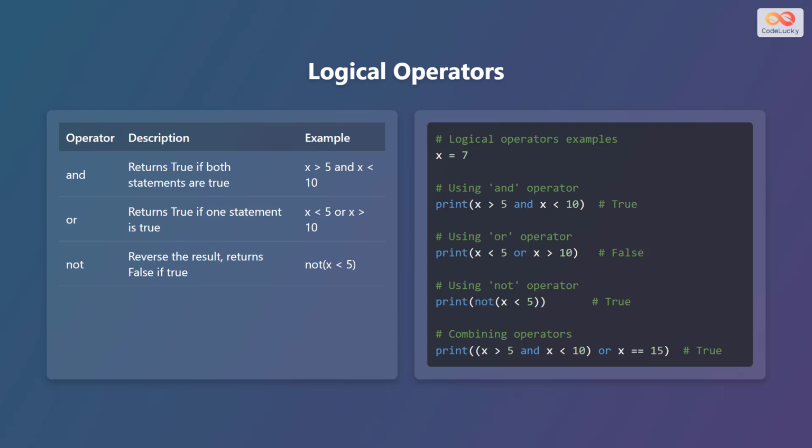Here is an example of how we can use these operators in code. The code initializes a variable x to 7. Then it uses the AND operator to check if x is greater than 5 and less than 10. It uses the OR operator to check if x is less than 5 or greater than 10, and the NOT operator to check if x is not less than 5. Finally, it combines these operators to check if x is greater than 5 and less than 10, or if x equals 15. The results of these logical operations are printed to the console.